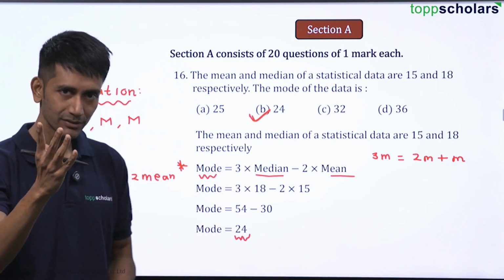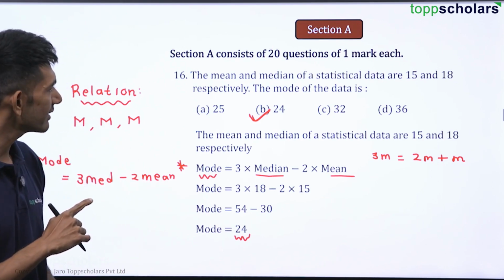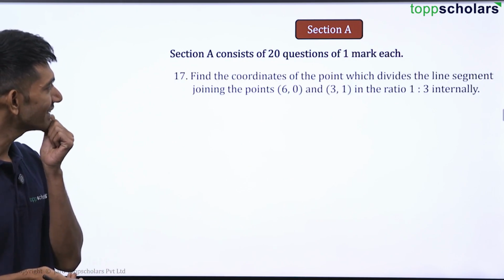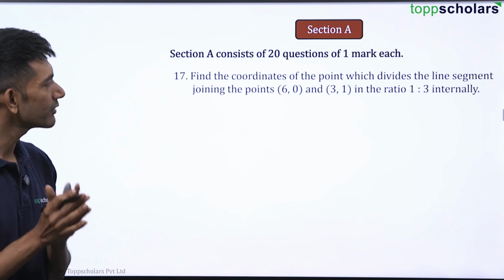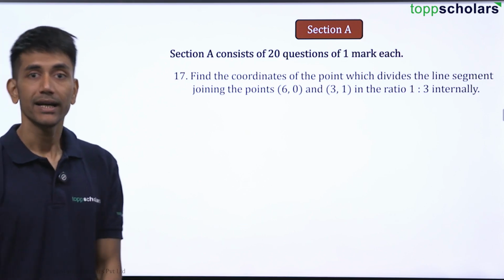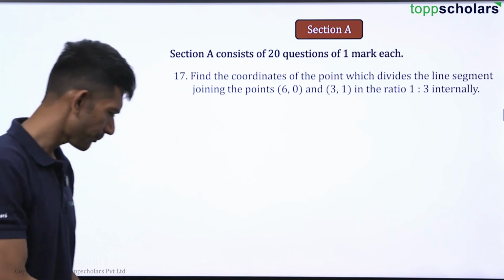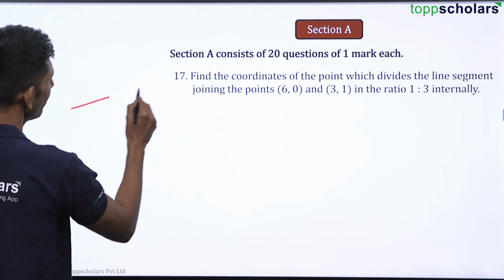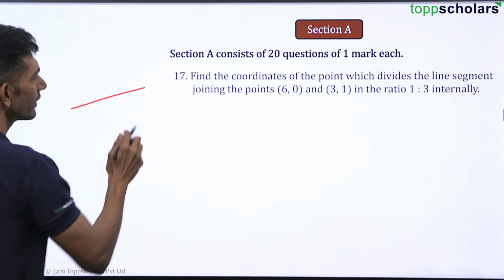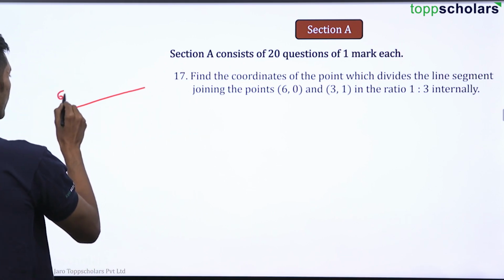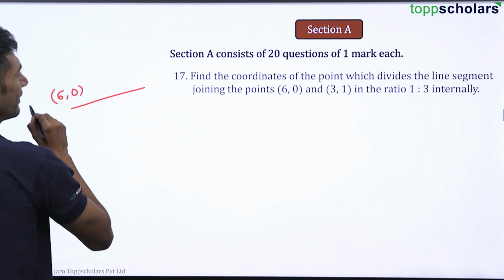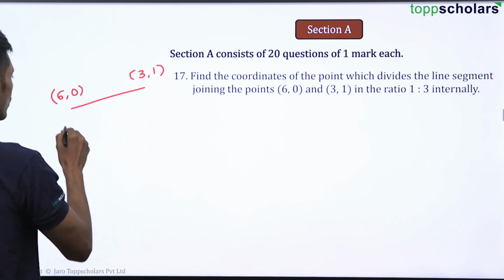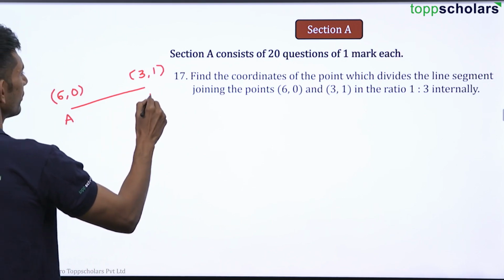Last 4 questions from this particular session, that is section A. Find the coordinates of the point which divides the line segment joining the points 6, 0 and 3, 1 internally in the ratio 1:3. Okay, now understand this very carefully. Whenever you have something like this, always try to draw a rough figure where there are 2 points 6, 0 and then 3, 1. There are 2 points, this is say A, this is B.